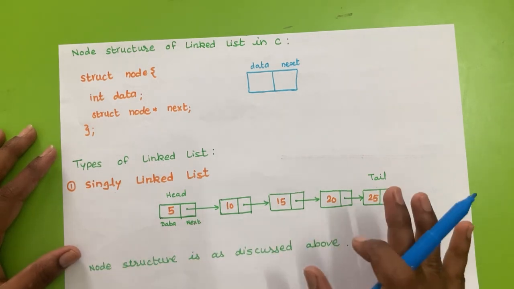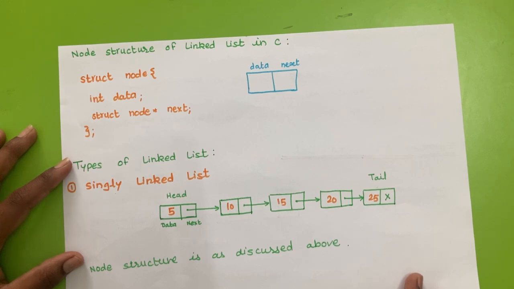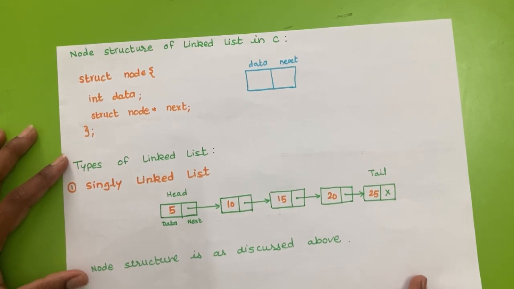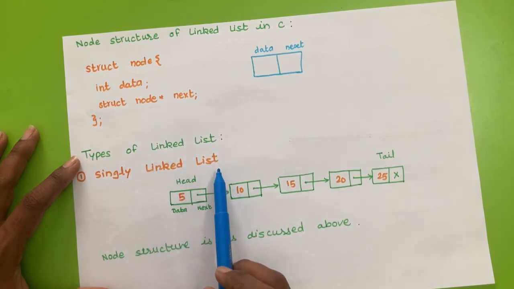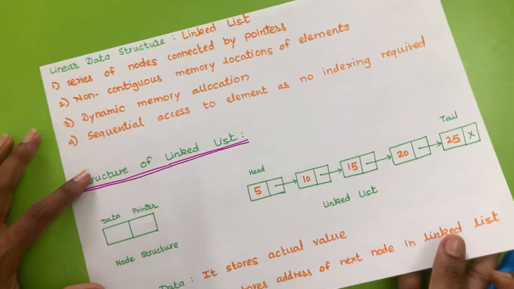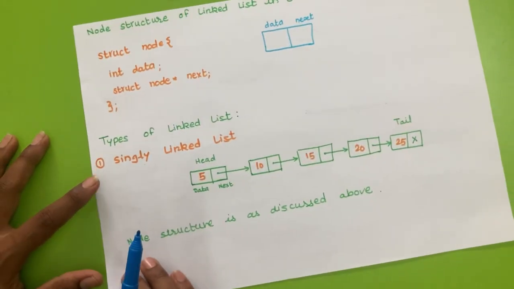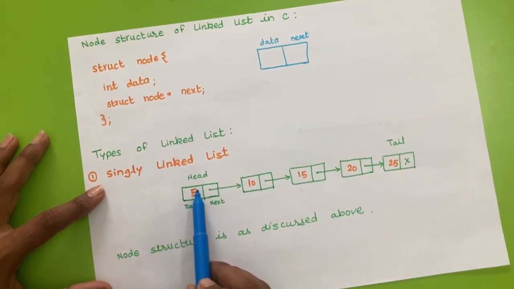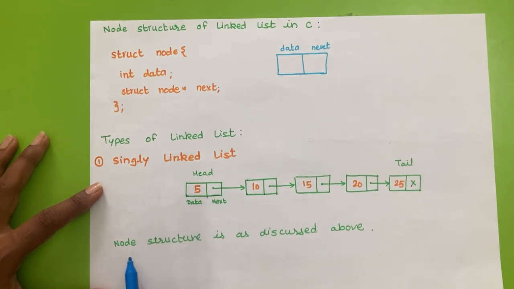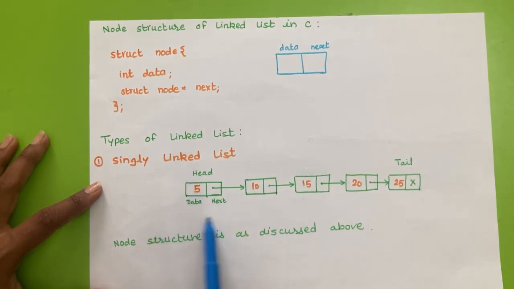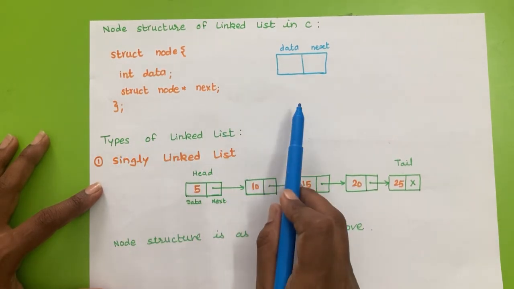So this was related to the introduction of linked list. Now we will see the types of linked list. There are four types of linked list. First one is the singly linked list. Already we have discussed the linked list that was related to the singly linked list only. In a singly linked list, we have two fields. One is the data field and another is the pointer field.